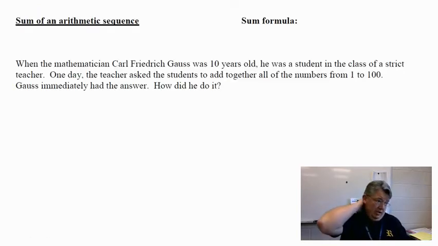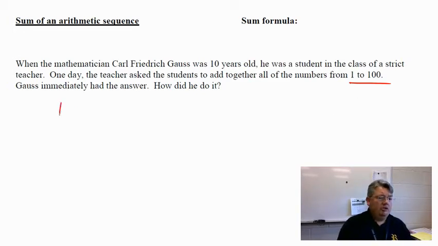Now, let's look at this way. One day, Carl Friedrich Gauss, 10 years old, student in the class, had a strict teacher. Teacher got ticked off at him and said, go in the corner and add up the numbers 1 to 100. Don't come out till you're done. That's the way the story goes where I learned it. He immediately had the answer. Showed up the teacher, right? We all want to do that. Don't do it to me or I'll get ticked off.